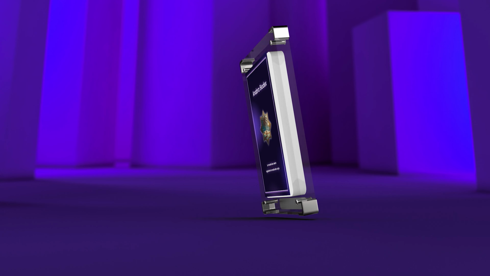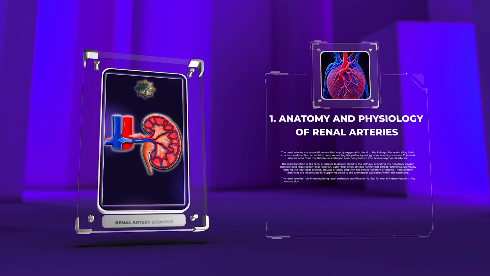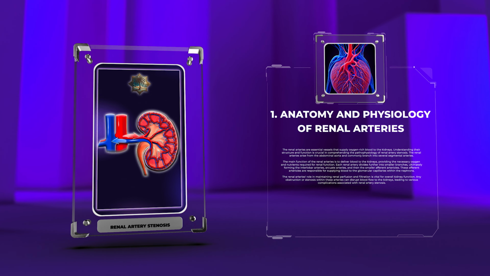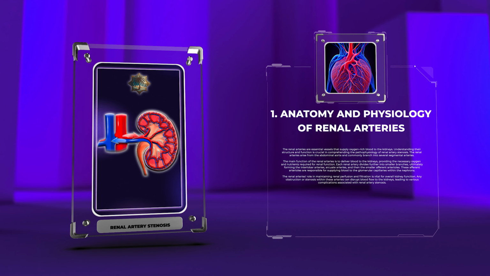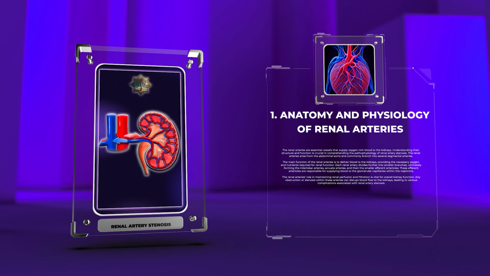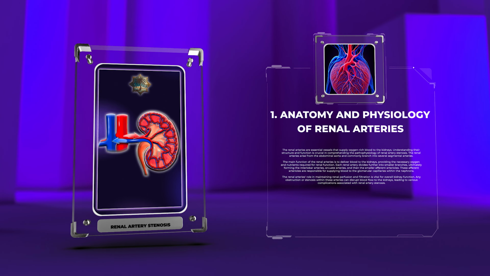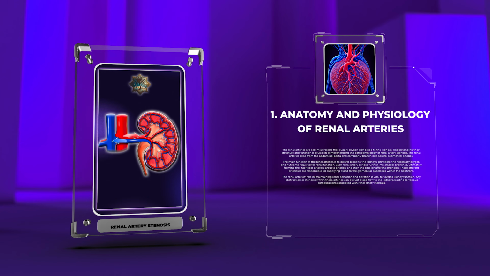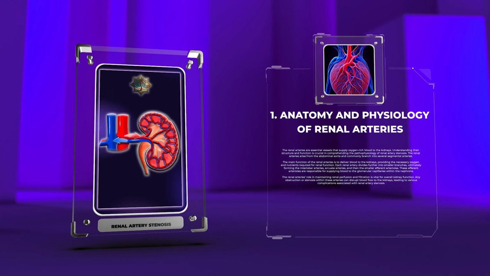The renal arteries are essential vessels that supply oxygen-rich blood to the kidneys. Understanding their structure and function is crucial in comprehending the pathophysiology of renal artery stenosis. The renal arteries arise from the abdominal aorta and commonly branch into several segmental arteries. The main function of the renal arteries is to deliver blood to the kidneys, providing the necessary oxygen and nutrients required for renal function. Each renal artery divides further into smaller branches, ultimately forming the interlobar arteries, arcuate arteries, and then the smaller afferent arterioles.